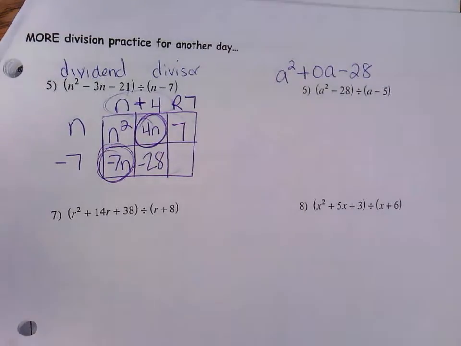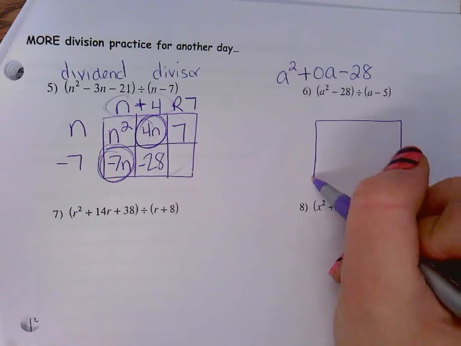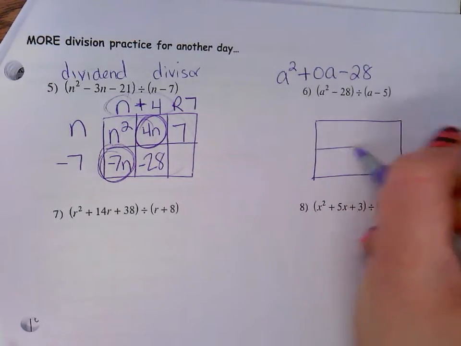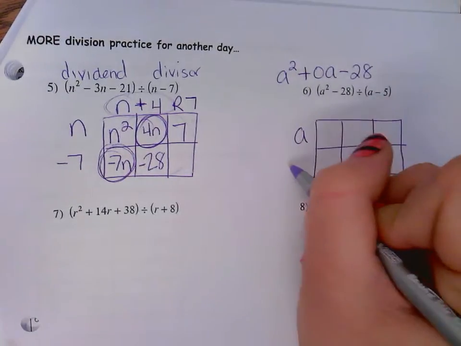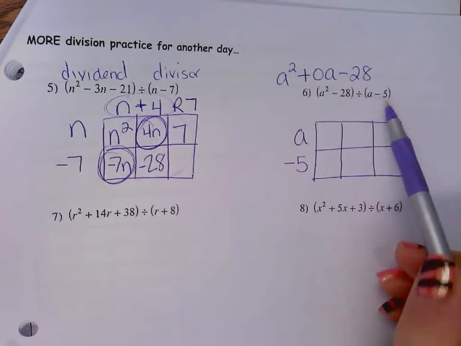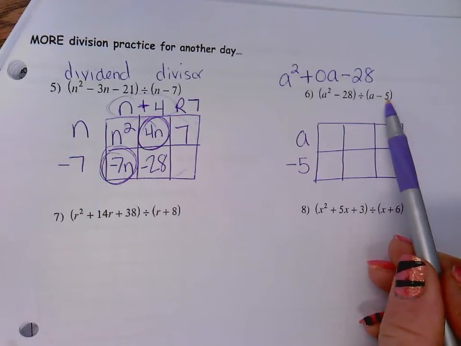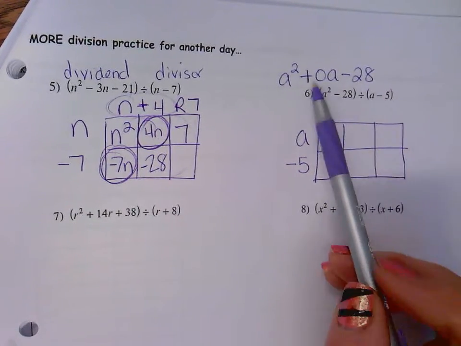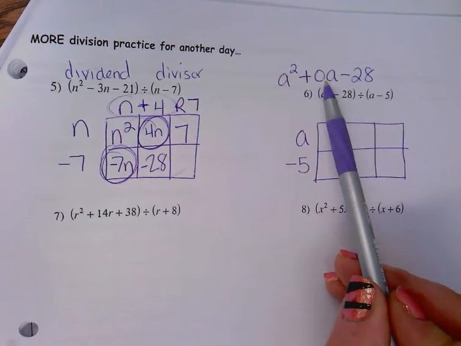I'm going to put one more up to help people who either weren't here or still need a little bit of help with division. But you can kind of try it by yourself and then check your answer. So I've got a minus 5. That's going down the side of the box because that's my divisor. And my dividend is this purple term, a squared plus 0a minus 28.